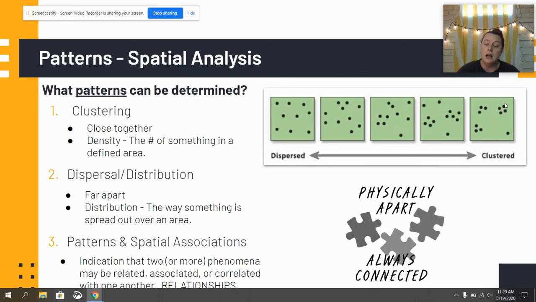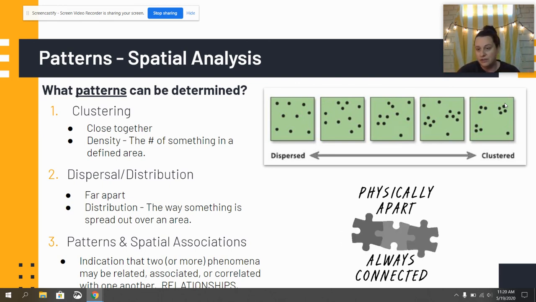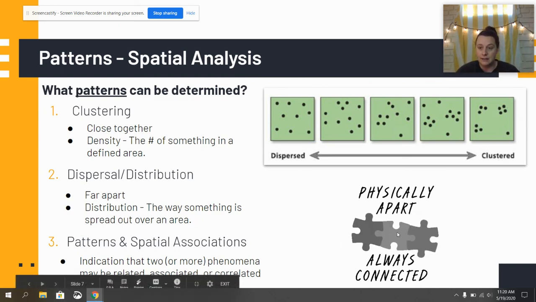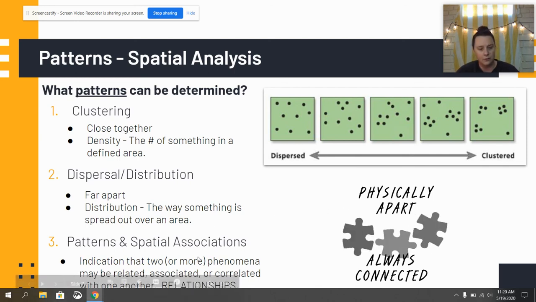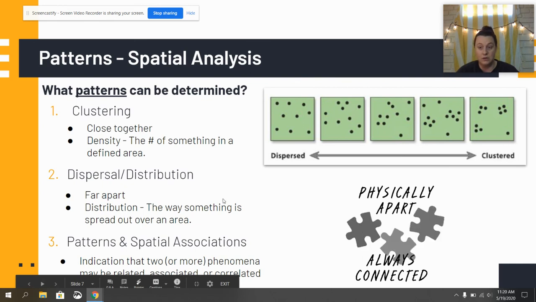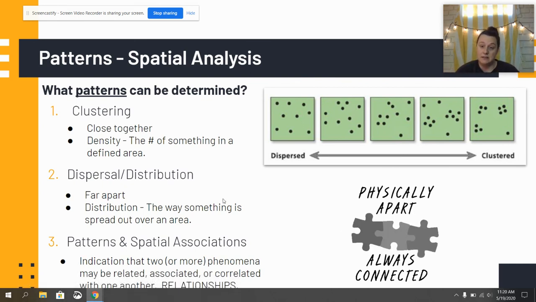And then finally, we already talked about patterns and spatial associations, but we're still hammering on that pattern concept because that's what geographers do. They look for patterns. And so a spatial association is this indication that two or more phenomena are related, they're associated, they're correlated, they go together, they have some sort of relationship, right? So being a geographer is really like looking at those patterns and trying to connect the puzzle pieces to figure out what is the relationship, what is the connection between two pieces of information, maybe.